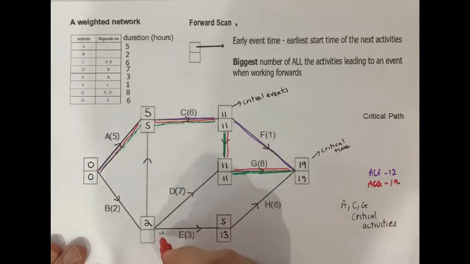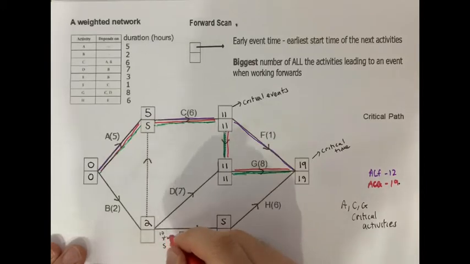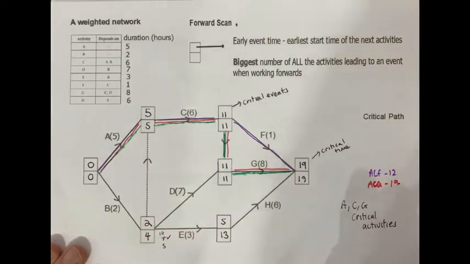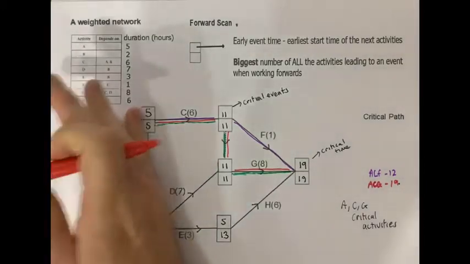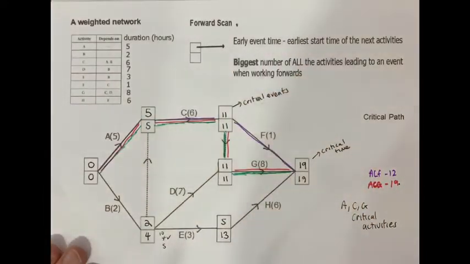11 take 7 is 4. 5 take 0 is 5. So 4 is the winner. You put 4 in the box. You pick the bigger number when there's a choice in the forward scan, small number when there's a choice in the backward scan. So that diagram's now actually complete.